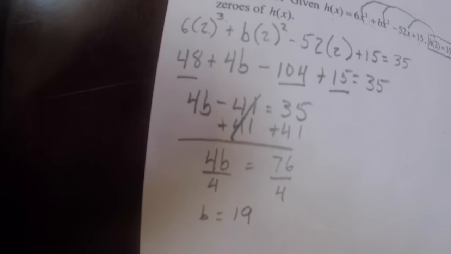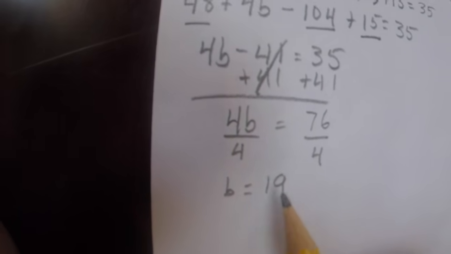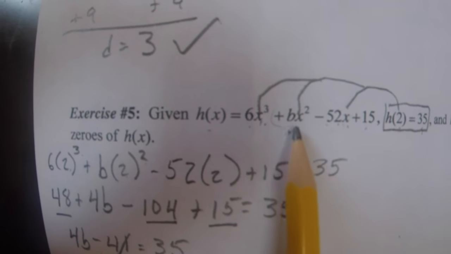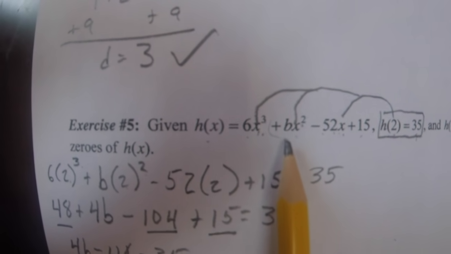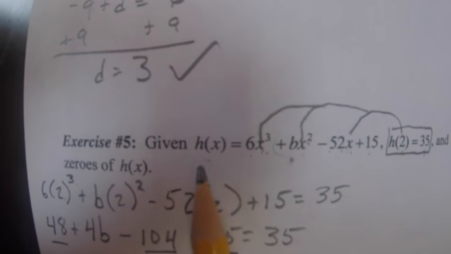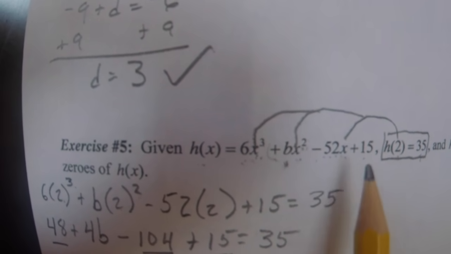Alright, so now I know the function, okay? Because I know we just solved for the b part. I know that the coefficient for x squared is 19. So now I know the function, which is good, okay? I know that h of x is 6x to the third plus 19x squared minus 52x plus 15.